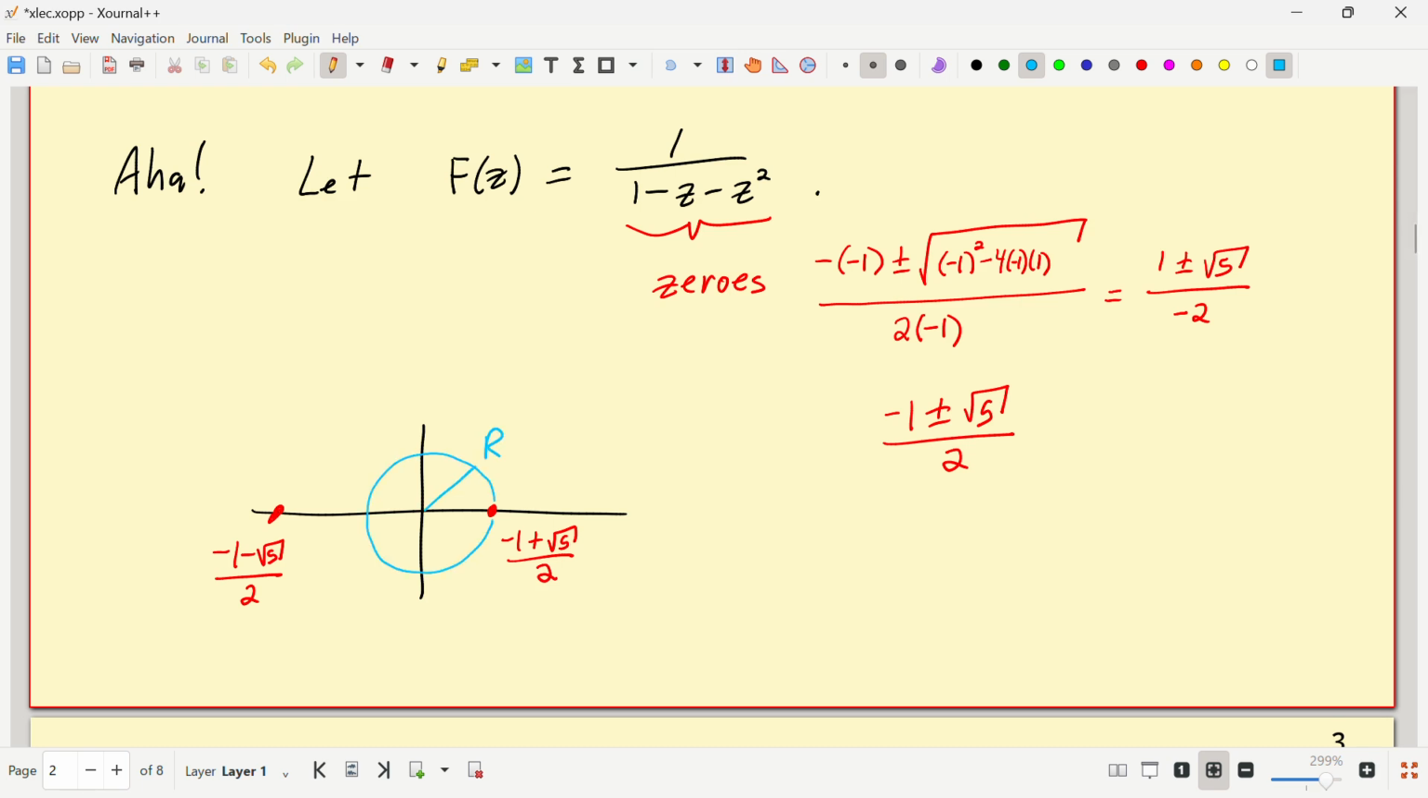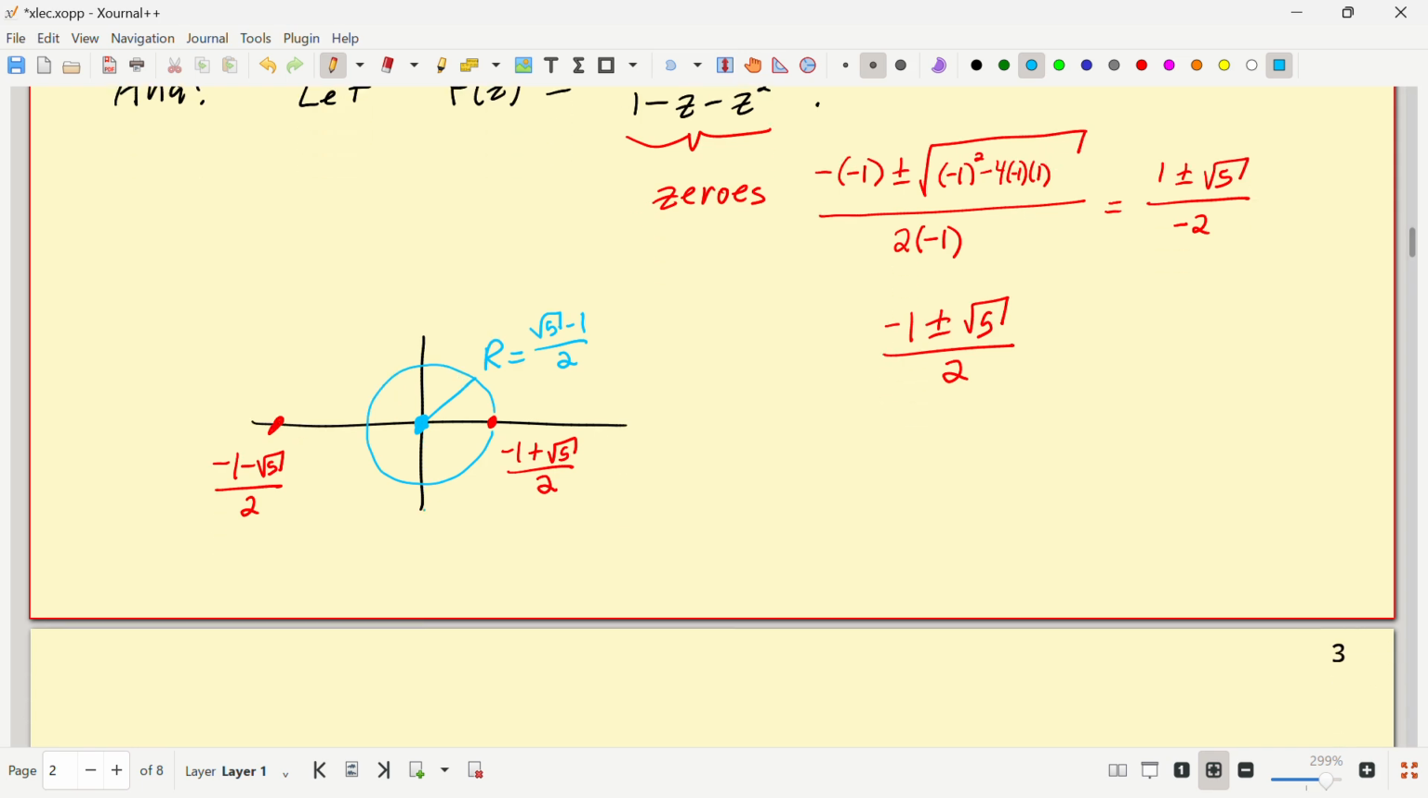And that's radius equals square root of 5 minus 1 over 2. That's the biggest disk where the thing would be analytic about the origin. And since it has a singularity there, that is the radius of convergence. So the radius of convergence of the power series for f is this golden ratio, square root of 5 minus 1 over 2.